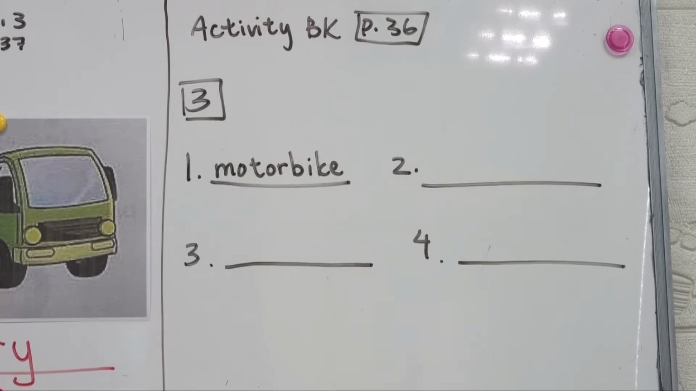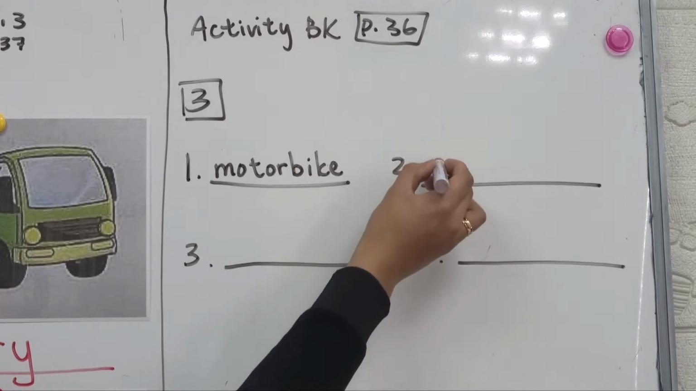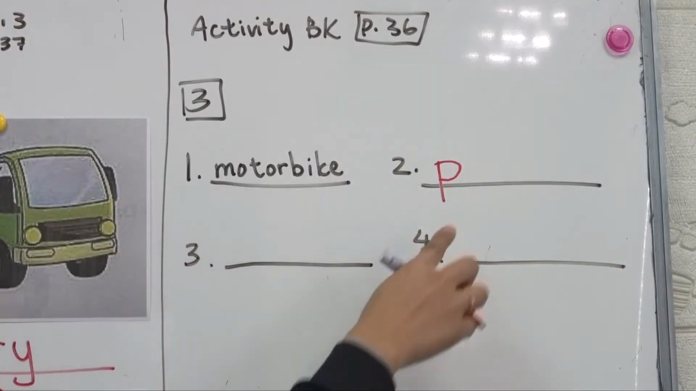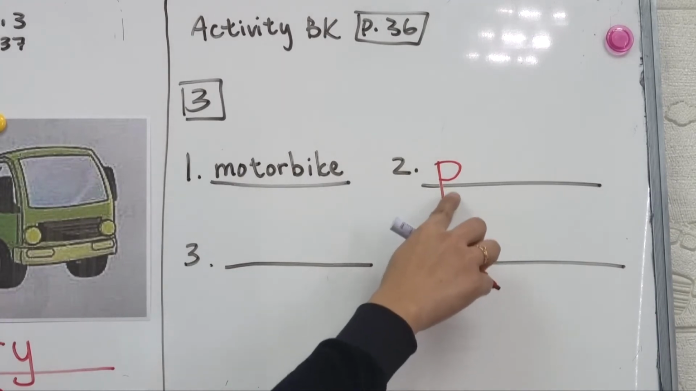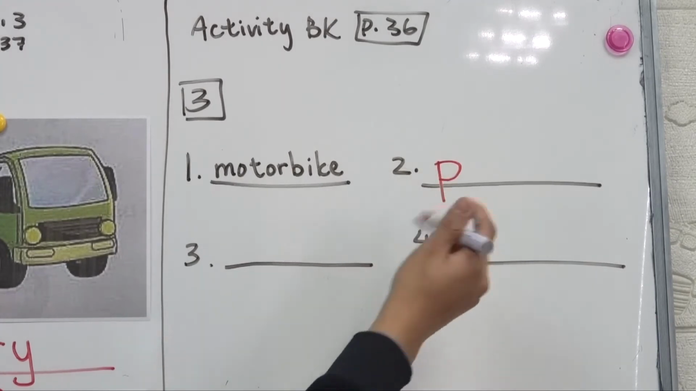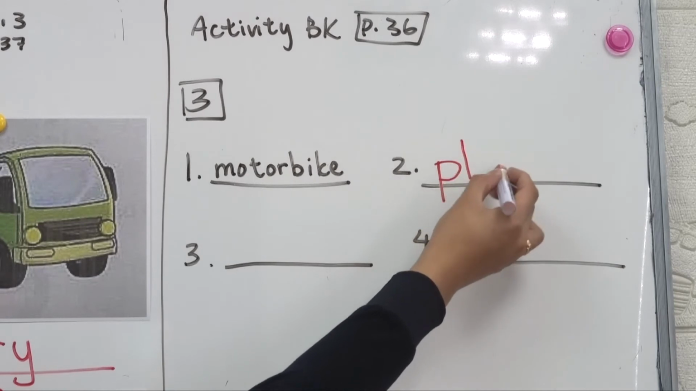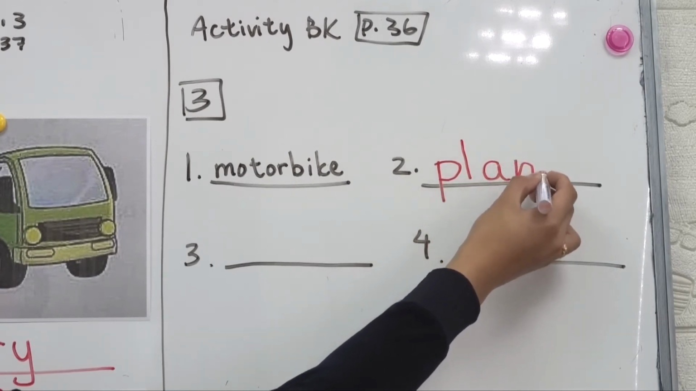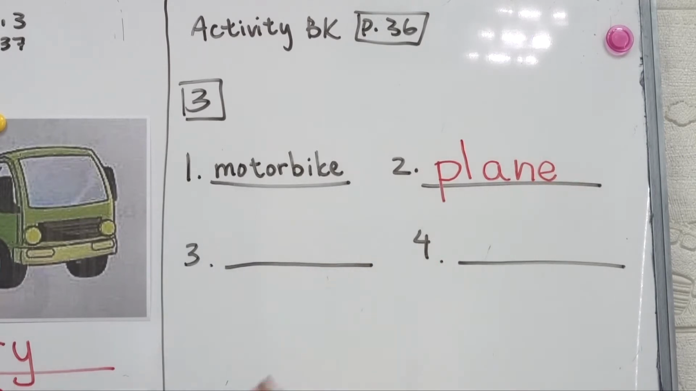Alright, can you see the plane for number 2? So how do we spell plane? Again, they told us it was P. You can write small letter. You see the tail of the P is down. P-L-A-N-E. Plane. Alright, let's listen to the next one.